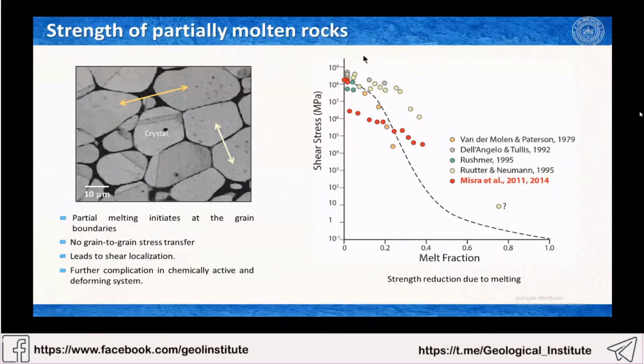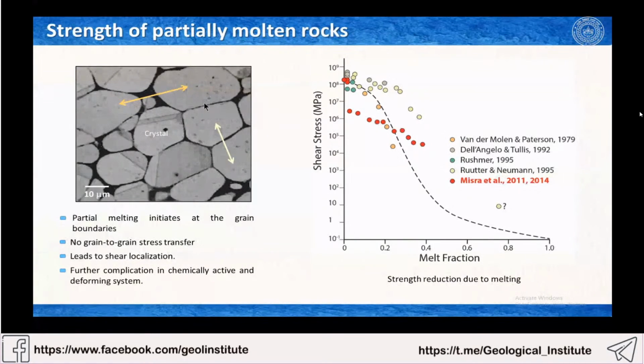But when people ran experiments with different concentrations of melt in the system, they found that at least up to 40% melt fraction, it generally follows the Einstein-Roscoe equation. But apart from the rheological part, it also has a very important implication in the localization of the deformation, which I try to explain in this cartoon diagram.